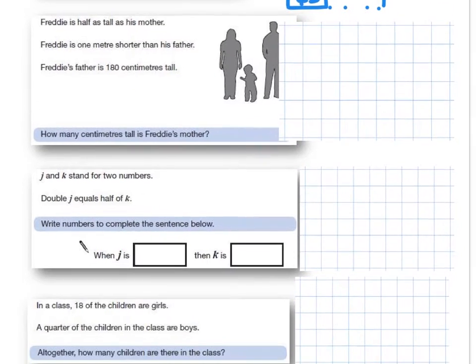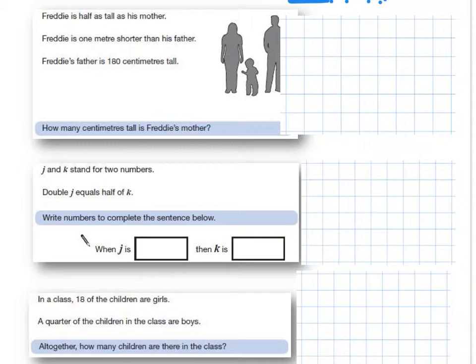We've got Freddie is half as tall as his mother. Freddie is 1 metre shorter than his father, and Freddie's father is 180 centimetres tall. How many centimetres tall is Freddie's mother? Now at first glance it seems rather confusing, but if we break it down into sections and use the bar model, it should be fairly easy.